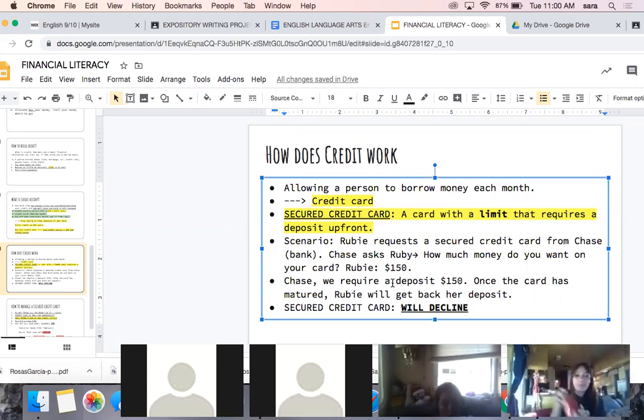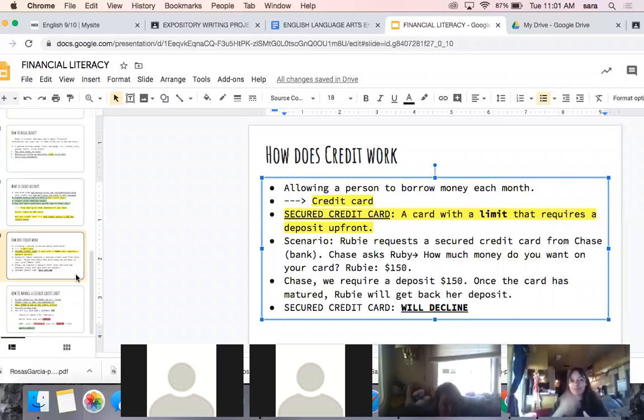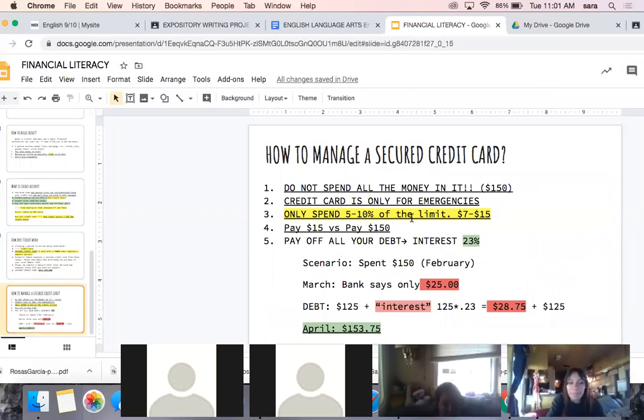Other cards don't decline because they're not secured, meaning they let you spend up to, I don't know, a $1,000 limit, right? You can spend $1,000. But Ruby has a normal job, minimum wage. She can't afford to go spending $1,000 at once, so she's not going to do that. So how do you manage a secured credit card?